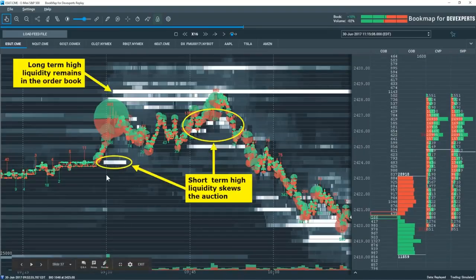Here's another example. You can see this is the 9:30 open here. We see an imbalance here driving up into high liquidity, longer term high liquidity. It was basically in the market from the get-go of the 9:30 open. And then here are our imbalances with shorter term high liquidity, driving price up into some of these areas.